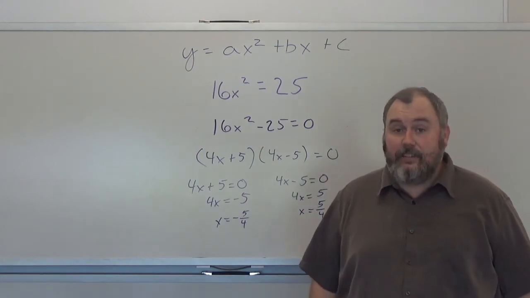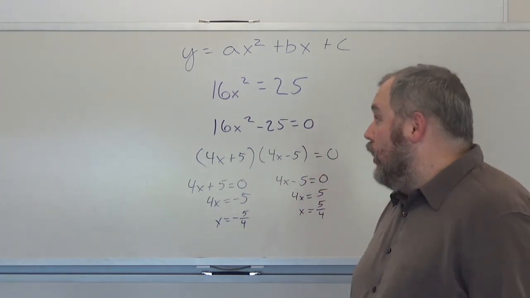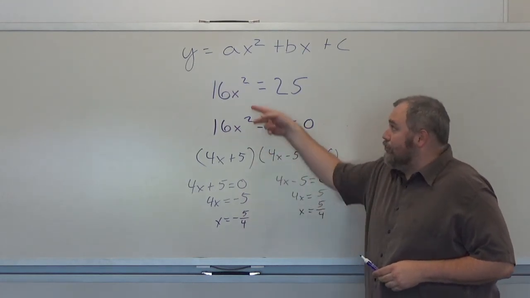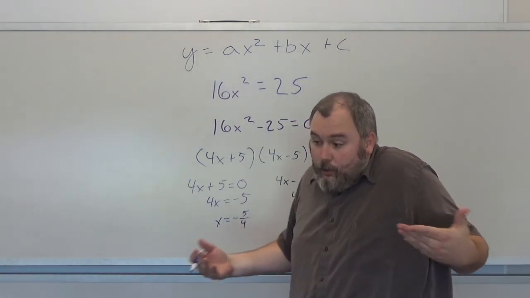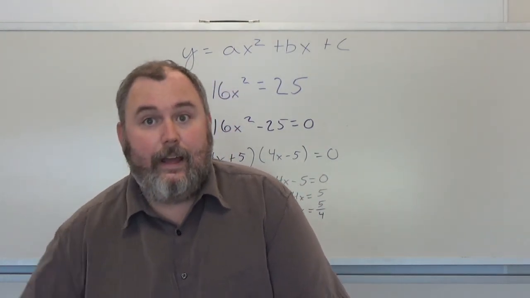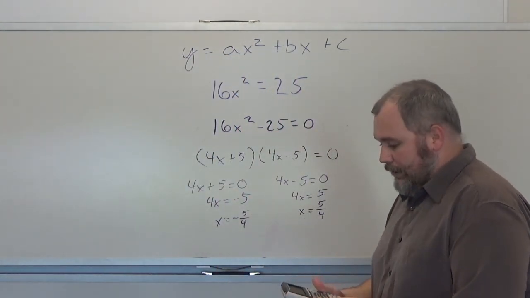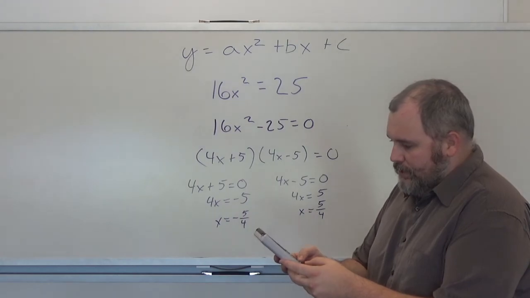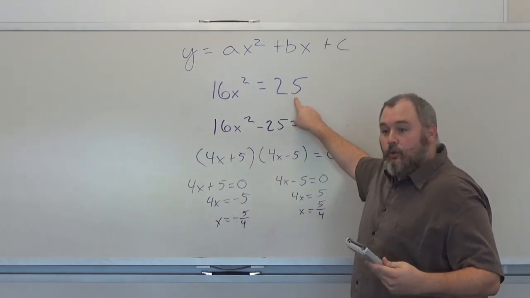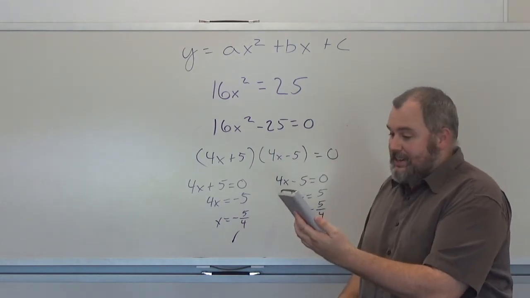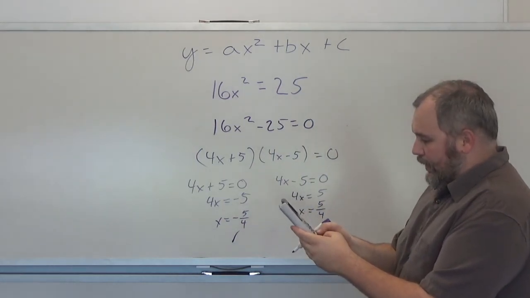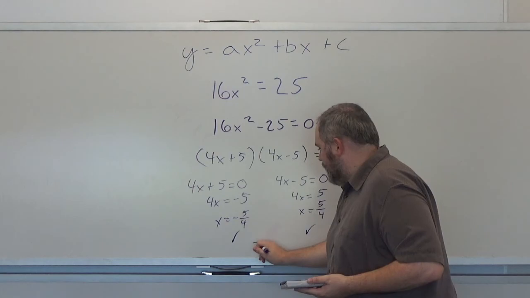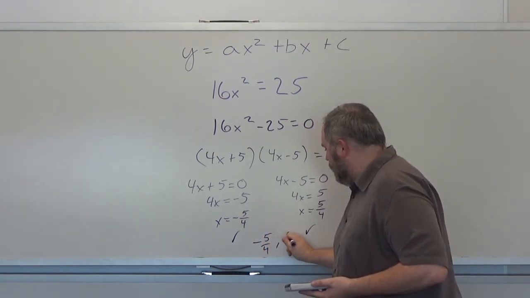So the question you need to be asking yourself, which one of these is correct? So how do we go about doing that? Well, what we're going to do is plug each one of these back into our original equation. So I'm going to use my calculator because I'm lazy, and I'm going to say 16 times negative 5/4 squared. What do I get? I got 25. So that one worked. I'm going to do the same thing: 16 times 5 divided by 4 squared. Well, did that work? Yes. So our answers for this are negative 5/4 and 5/4.